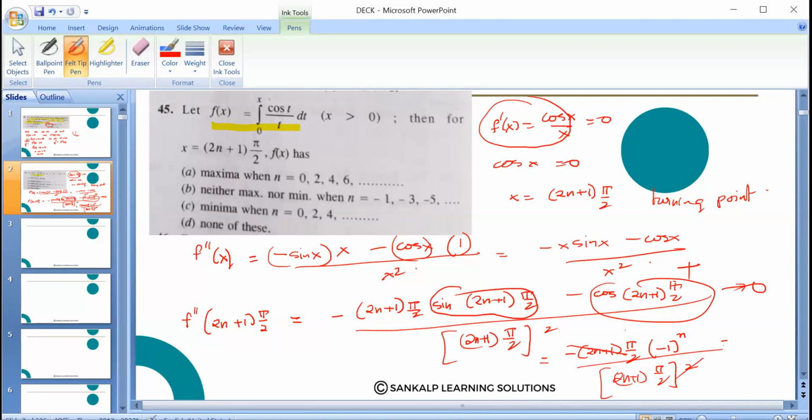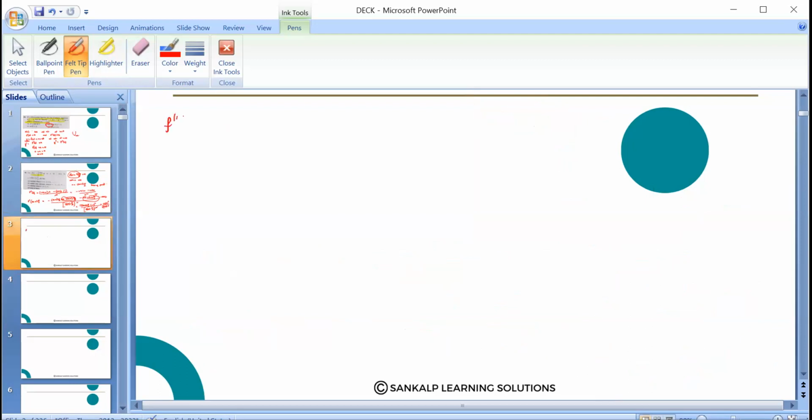So left is minus 2 into minus 1 power n by 2n plus 1 pi. So what did we get for f double dash x? Minus 2 into minus 1 power n by 2n plus 1 into pi.